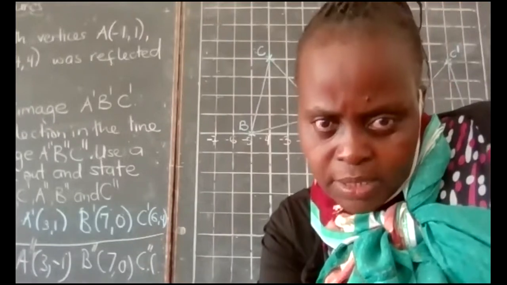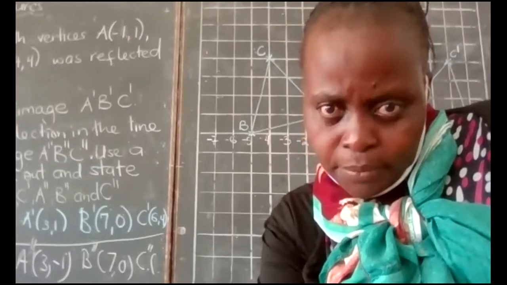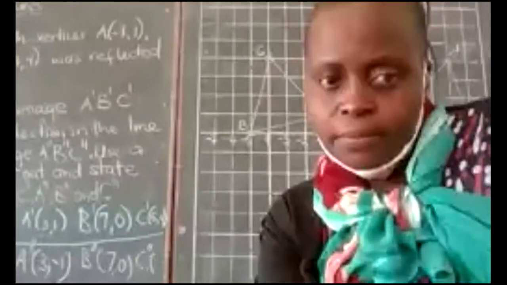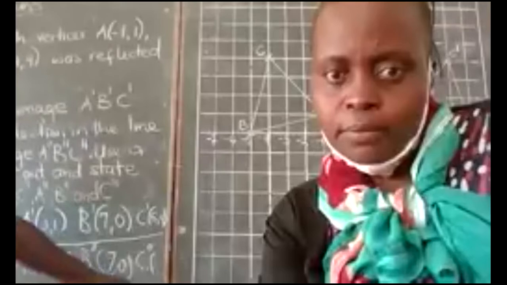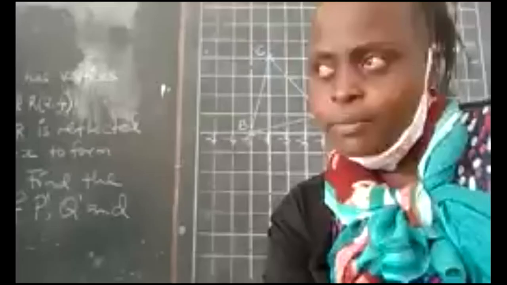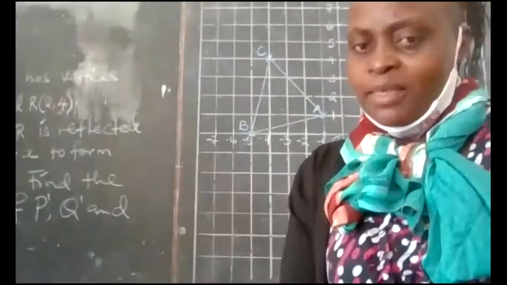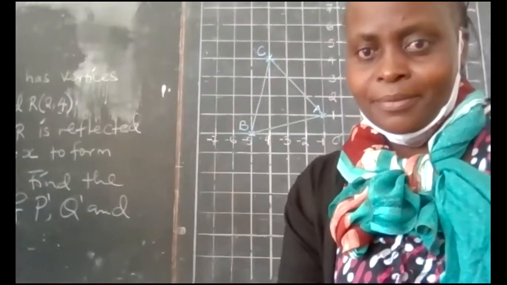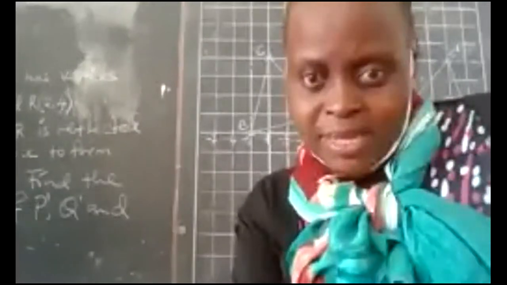Okay, Joanna, your hand is up. I wanted to ask why we are calling these other points A prime, B prime, and not A double prime? It is still the same thing. Okay. Prime is okay. It's okay.